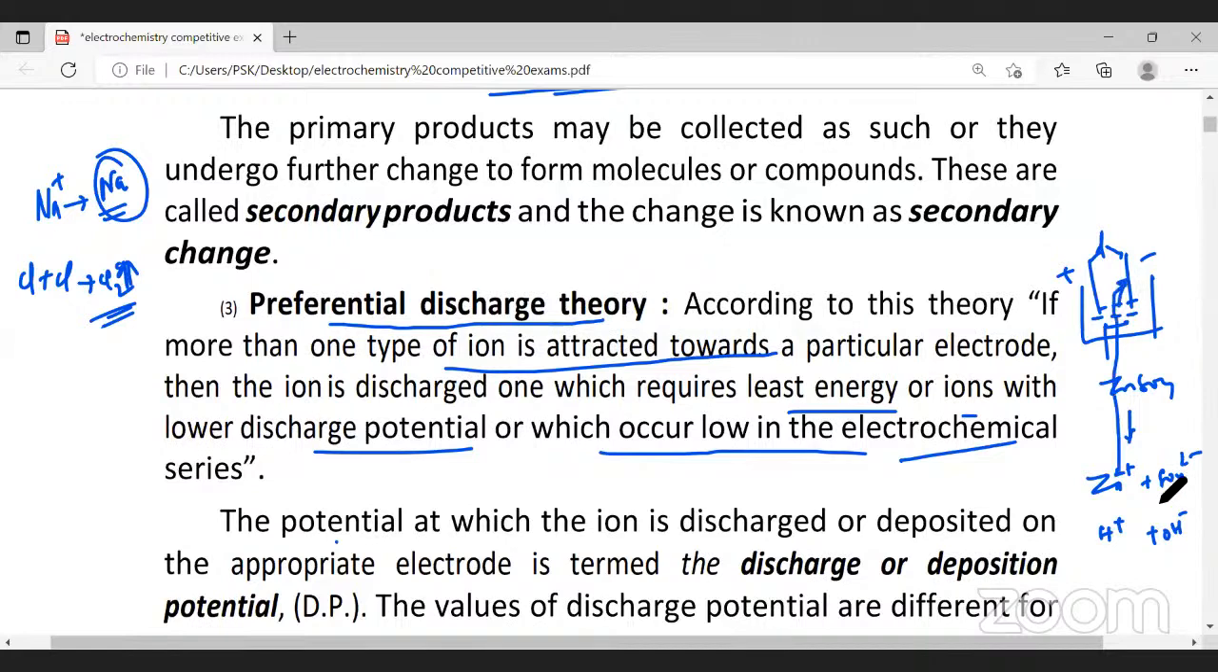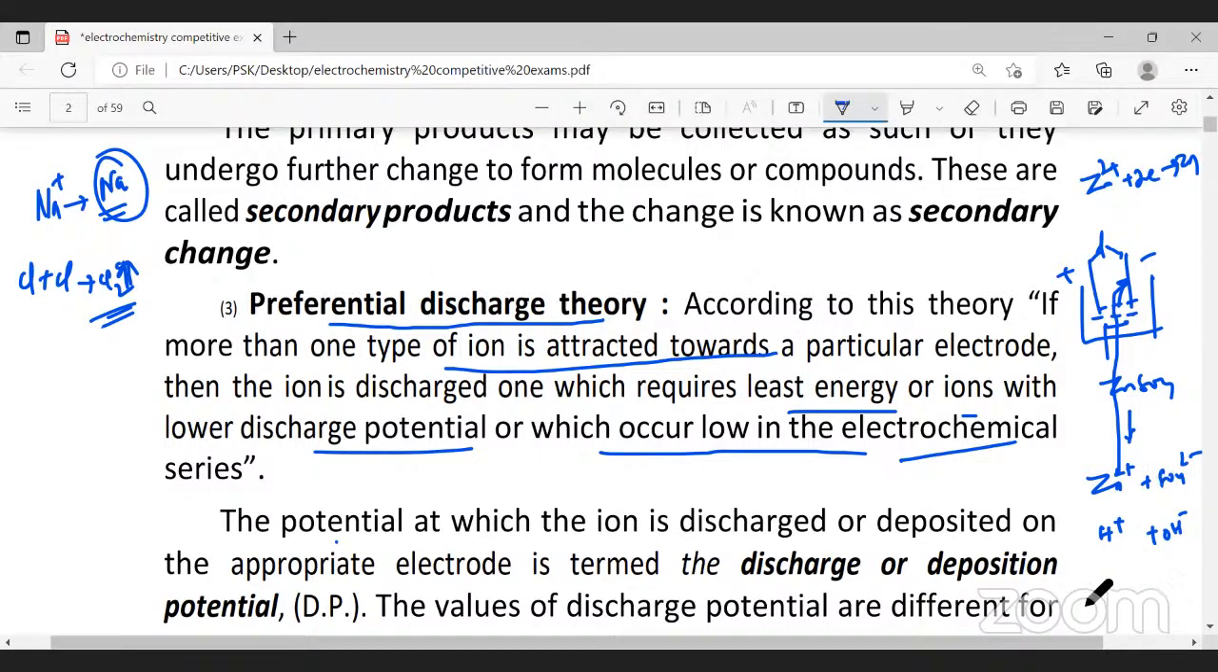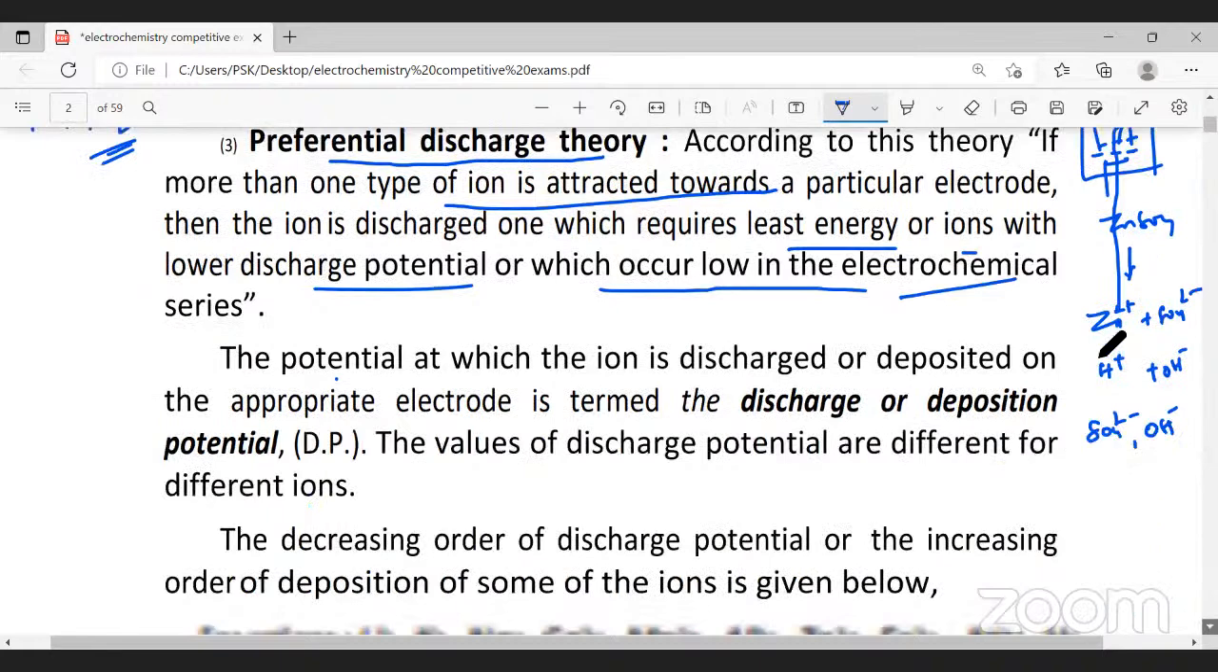But at the anode, what is moving? Sulfate ion is moving and what? OH minus ion. Two ions are moving: sulfate ions and OH minus ions. Now, when sulfate ions and OH minus ions are moving, which will get dissociated, which will get liberated, which will get the product?